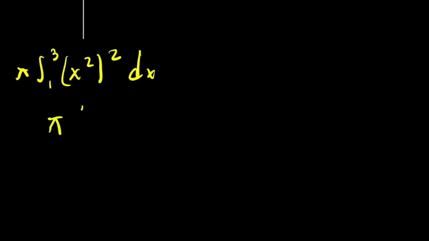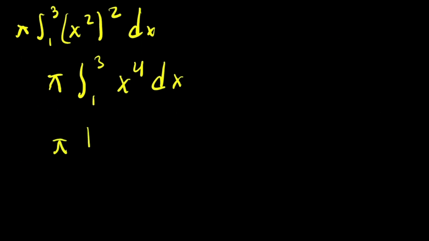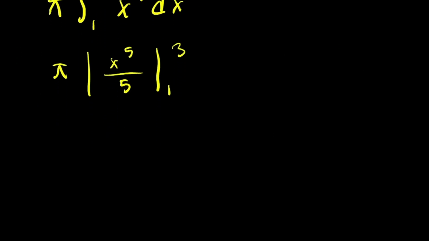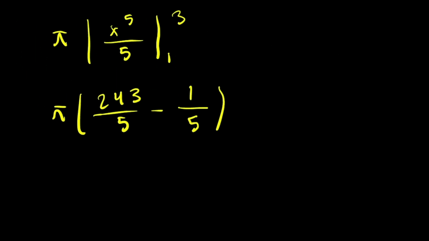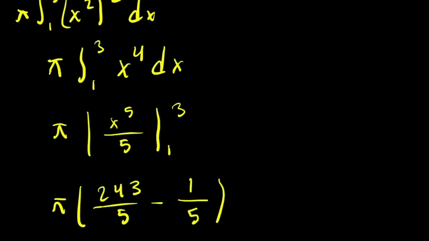All right, so we got pi times the integral from 1 to 3 of x to the 4th dx. The integral of x to the 4th, doing chain rule in reverse, is x to the 5th over 5 from 1 to 3. And 3 to the 5th, oh boy, I don't know that in my head. So pi times 243 over 5 minus 1 to the 5th, which is just 1. So then we get 242 fifths pi.